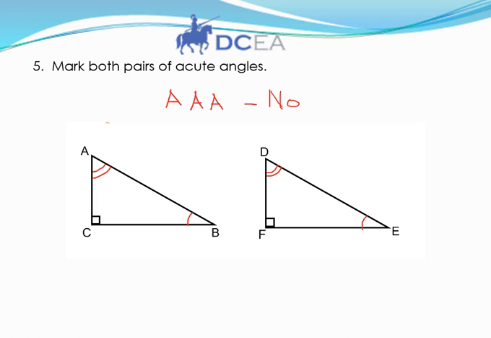Now number 5 is 3 angles in congruence. And we've talked about this before. We cannot use 3 angles or AAA to prove congruence because they could actually have the same angle measure but shorter or longer sides. So we will not be using this for congruence.